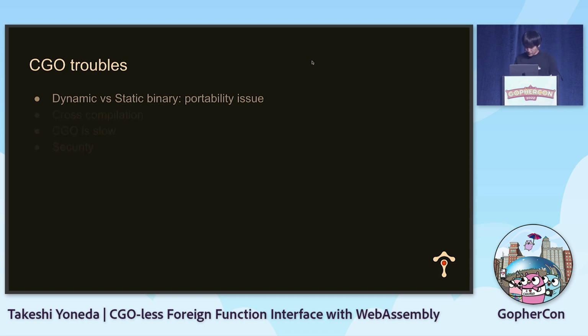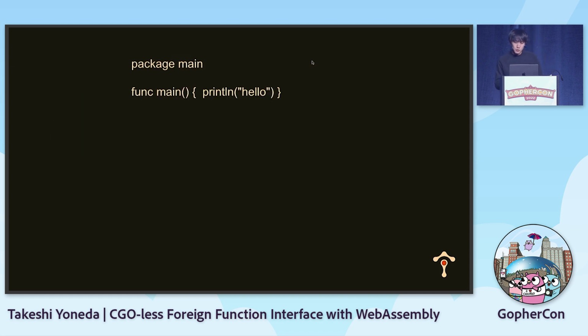So the first one is about the portability of the produced binary, right? Because one of the most important benefits we get from the official compiler toolchain is that we can easily produce a fully static binary in the case of Linux. So let's compile this hello world example, build it, and check whether the binary is fully static or dynamic. And sure enough, it is not a dynamic executable.